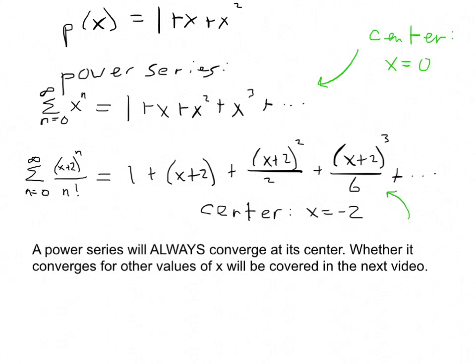For my next example, what would happen if I plugged in the center for all of these? You might think that's complicated, but what's clear is that if I plug in the center of -2 here, here, here, and all of them, all of these things turn into 0. So it's clear that this power series converges at its center, because the center turns every term into 0 except maybe the first term. So long story short, a power series will always converge at its center. Anywhere else, it's going to take a little more work, and I will cover that for you in the next video.